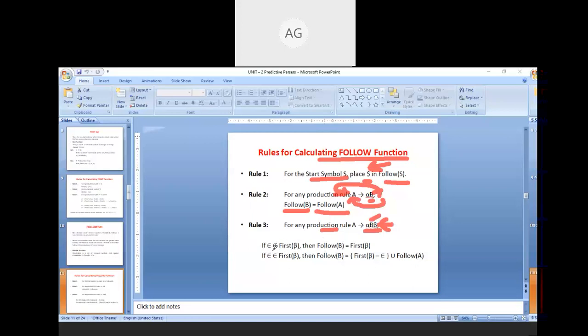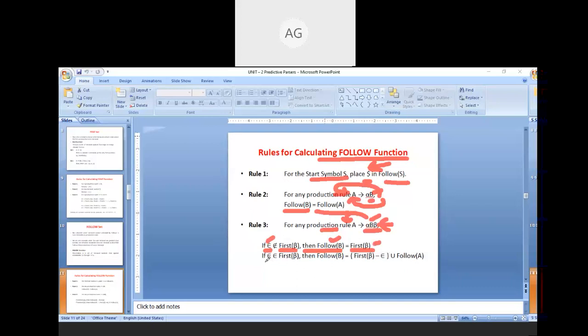If epsilon does not belong to first of beta, then follow of B is equal to first of beta. As epsilon is not there, it means something is there in the beta which is not epsilon. If epsilon is there, it means empty string, which basically means that after B there is nothing. So follow of B will be follow of A. But if epsilon is not in first of beta, it means something is there, so follow of B will be calculated as first of beta.